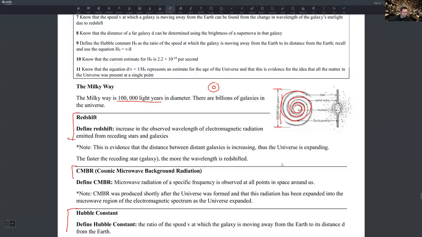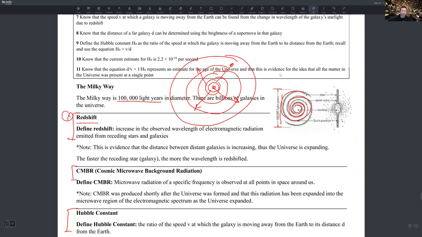proofs زي ال redshift or behaviors observations زي ال redshift وال CMBR. We are assuming that the universe started at a single point and it's been expanding ever since the creation of all life and matter. ايه البروف بقى؟ Here's the first proof, number one, redshift. What is redshift? We live here.